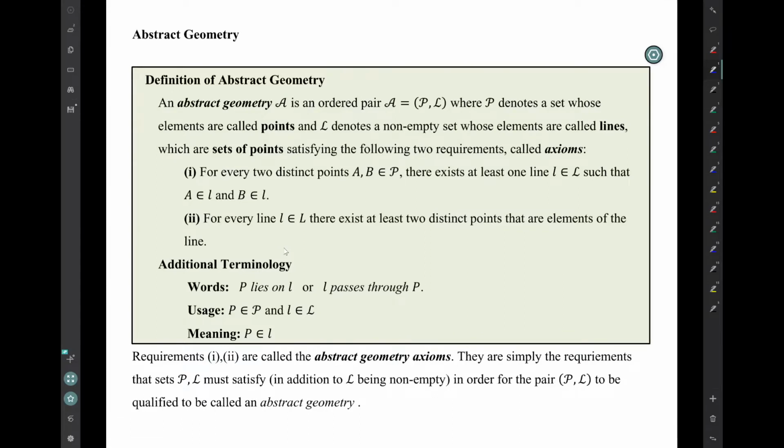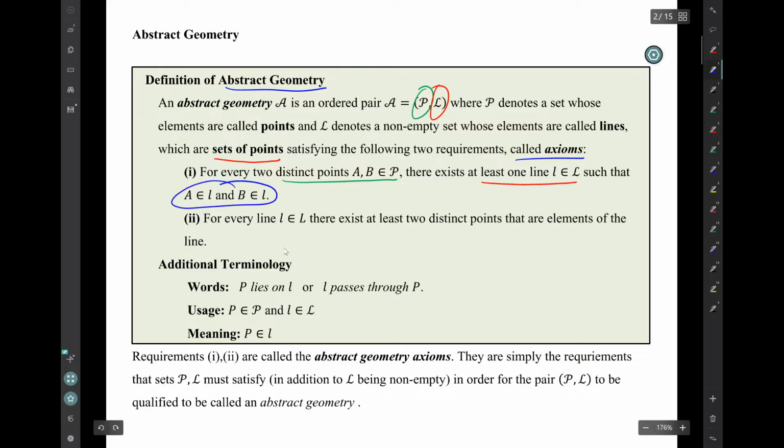Now recall from the previous video the definition of abstract geometry. An abstract geometry is an ordered pair consisting of a symbol on the left that denotes a set called the set of points, and a symbol on the right which denotes a set called the set of lines, and lines are sets of points. And those lines and those points have to satisfy these two requirements that are called axioms. For every two distinct points, A and B, in the set of points, there exists at least one line L in the set of lines, such that points A and B are elements of that line. That's one requirement, one axiom.